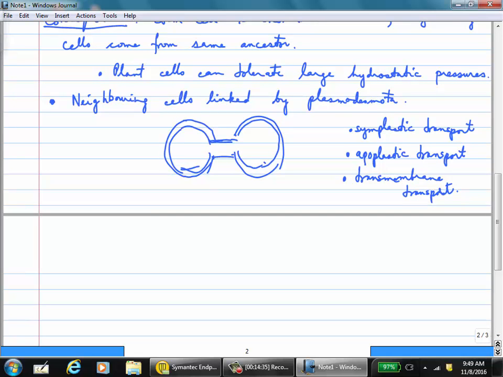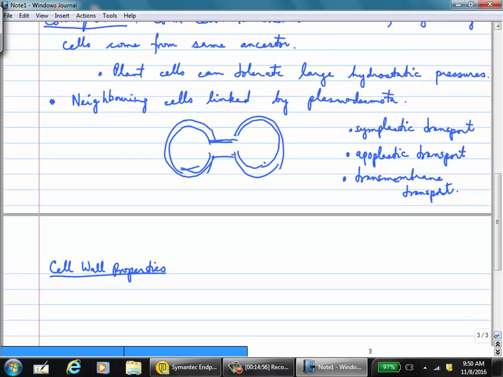All right, now let's talk. Any other questions so far? Let's talk a little bit about the cell wall of plants. Usually you will have a primary cell wall and also a secondary cell wall. So, cell wall properties.